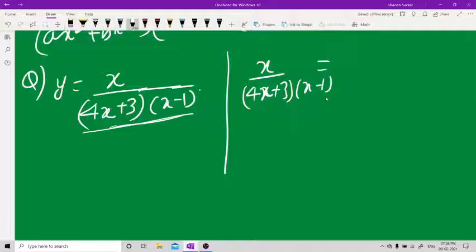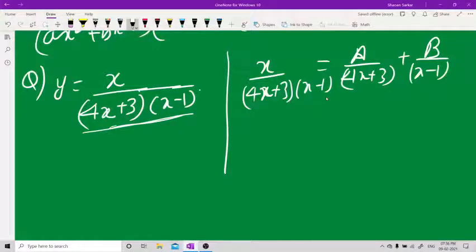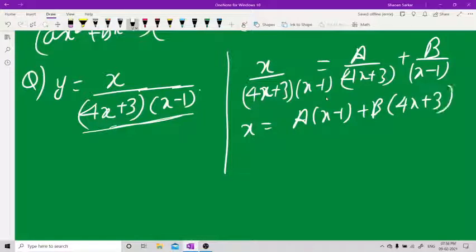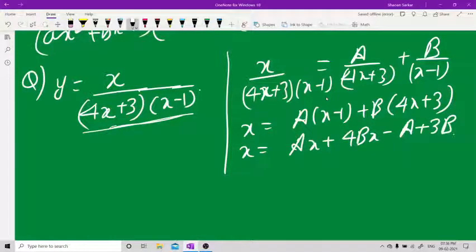Now, this way. A(4x plus 3) plus B(x minus 1). X equal to 4, a(x minus 1) plus b(4x plus 3). X is equal to ax plus 4bx minus a plus 3b. Right? Compare the powers of x on both sides.